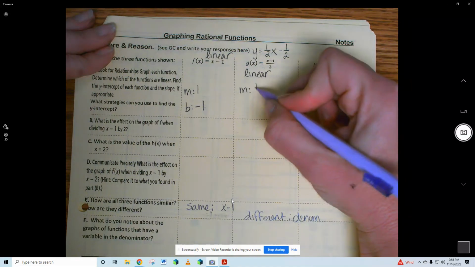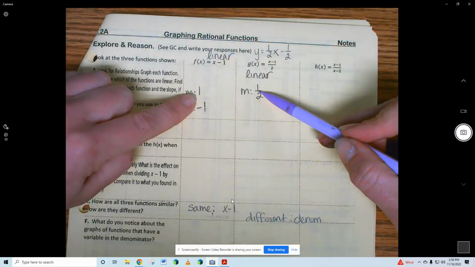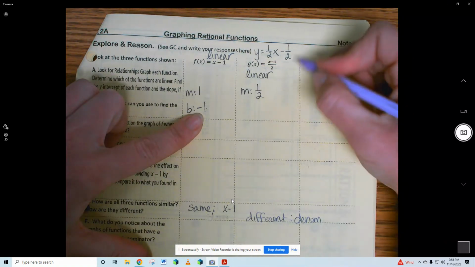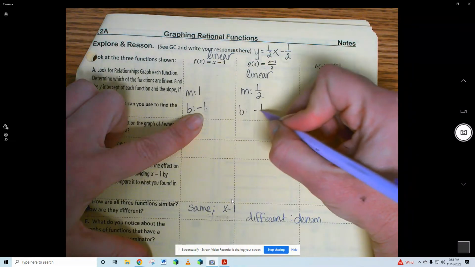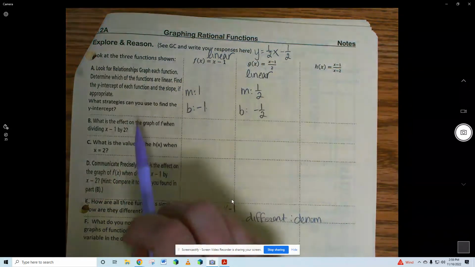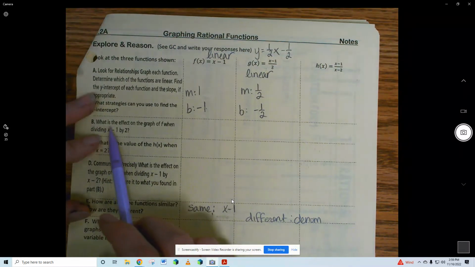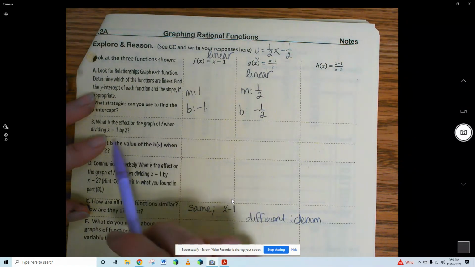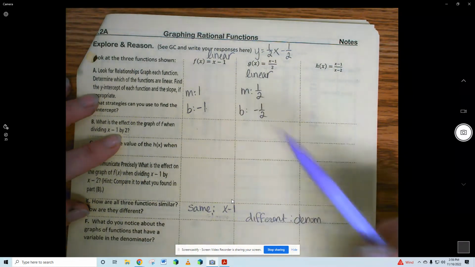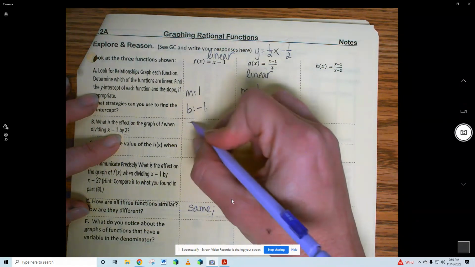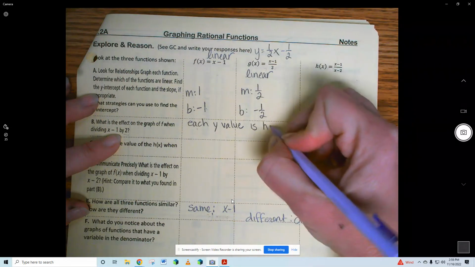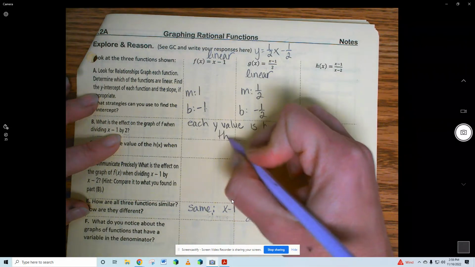However, my slope is 1/2 instead of 1 because I cut it in half. Remember, I divided by 2. My y-intercept is -1/2. Yeah, f of x cut in half completely. So, what is the effect on the graph of f when I divided x minus 1 by 2? So, g of x I divided by 2. Each y value is half the previous value.